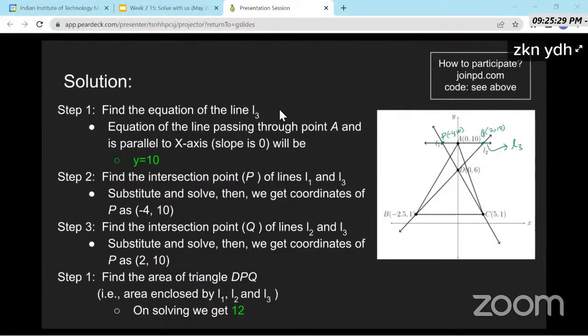So you see this, find the equation of line L3. Now first we have to find out the equation of line L3 and then we can find out the intersection of the other two lines as a pair and solve it. So first, how do you find the line L3? It says it is parallel to BC. In fact, BC is parallel to the x-axis, so the slope is 0. Therefore, the equation of line L3 is going to be y equals 10.